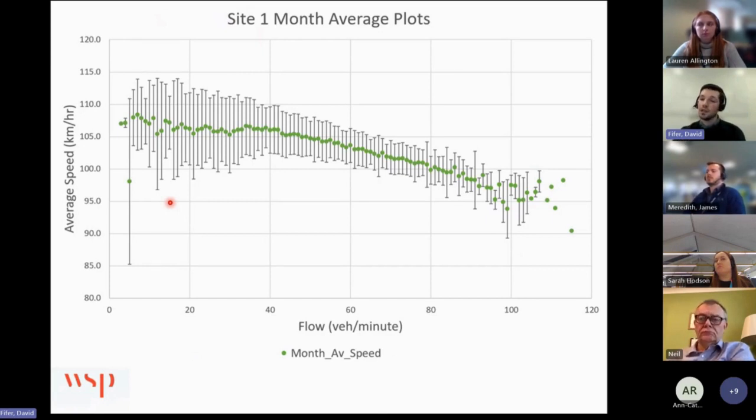And at higher flows, the very highest flows, we can also see that there is no standard deviation because there's only a single count. So in that case, you can't get a standard deviation from the average if it's the only point.